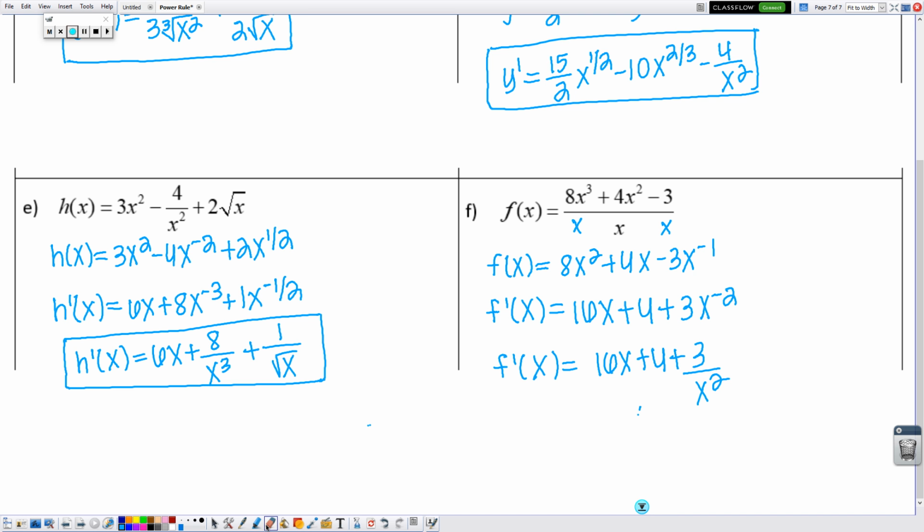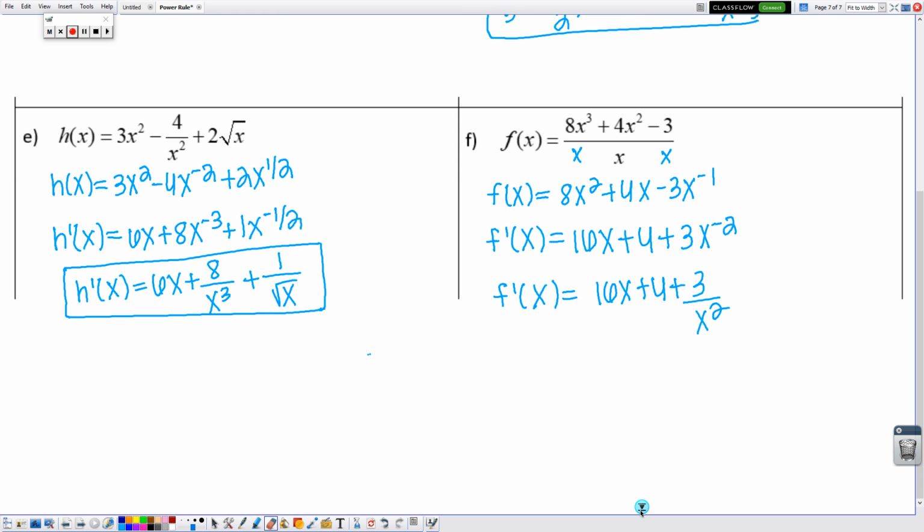Now this is one of those times that you're presented with it all as one piece. So I'm going to ask that you put it back as one piece. Okay? So that means everything was over x, they need to be over something still. So this is times x squared on the top and bottom. This one is also times x squared on the top and on the bottom. That gives us f prime of x equals 16x cubed plus 4x squared plus 3 all over x squared.